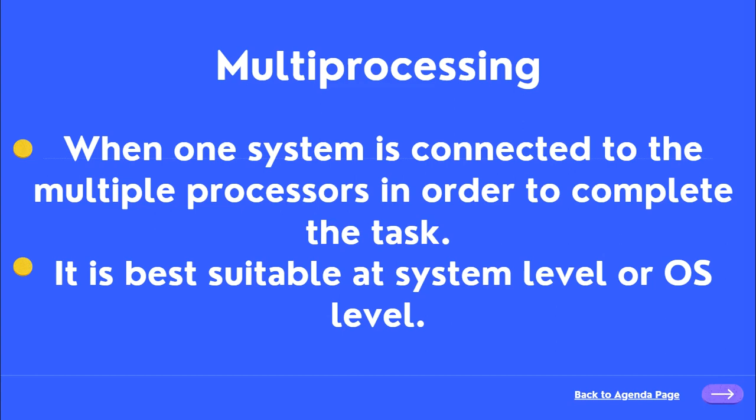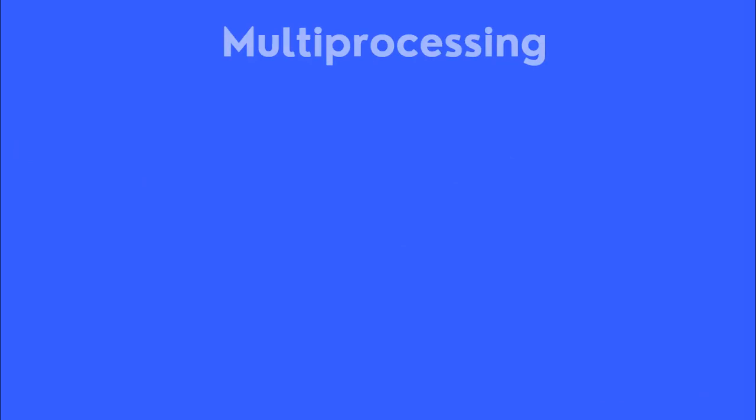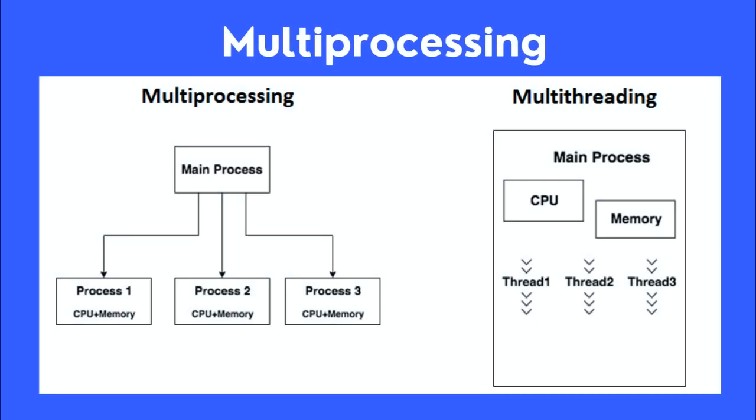All right, so move on to the next, friends. You can see here your multiprocessing. The multiprocessing is your main process. All right, so how is the main process performed? CPU plus memory, CPU plus memory, CPU plus memory. It means three processors are here. And what is performed is a single process. All right, friends, so this is multiprocessing.